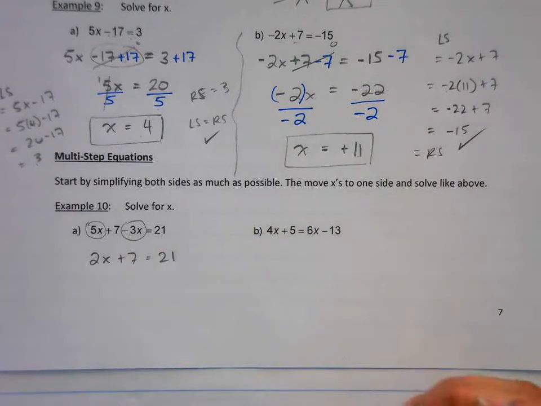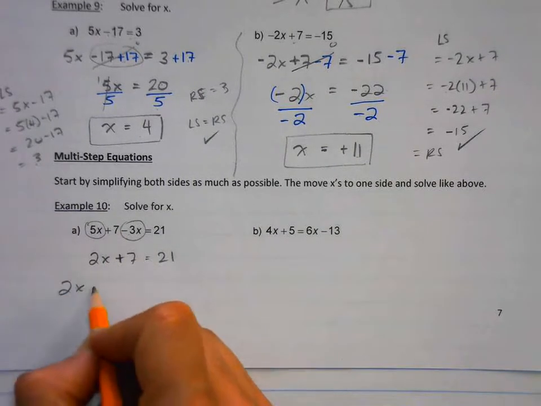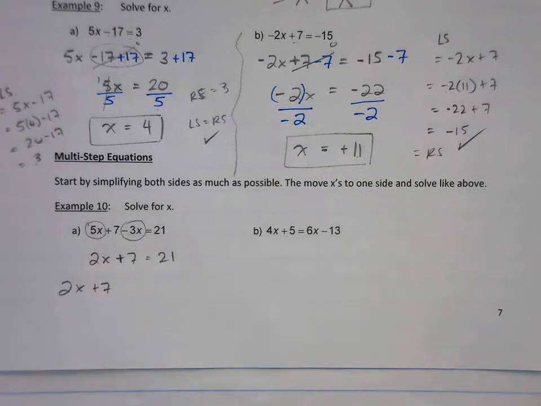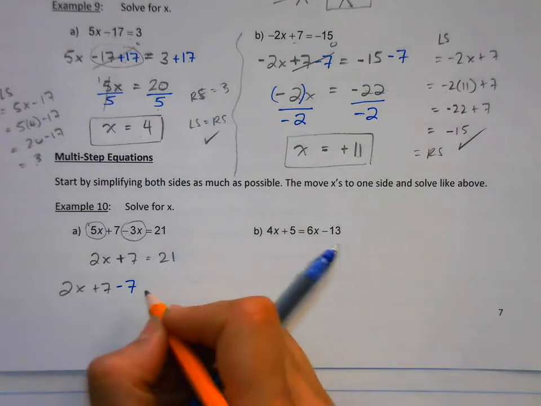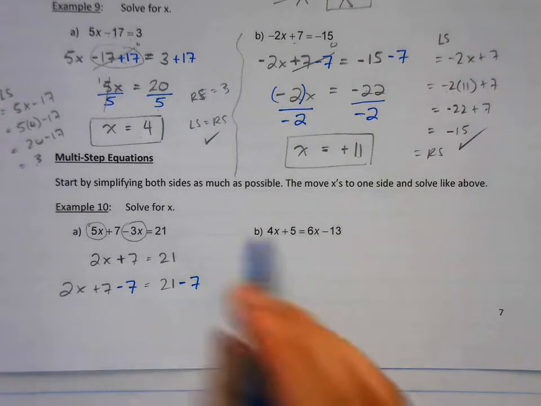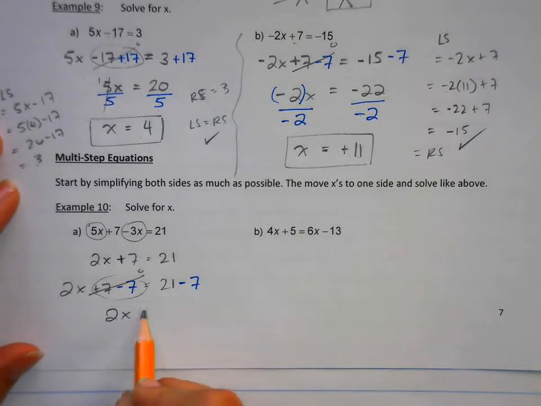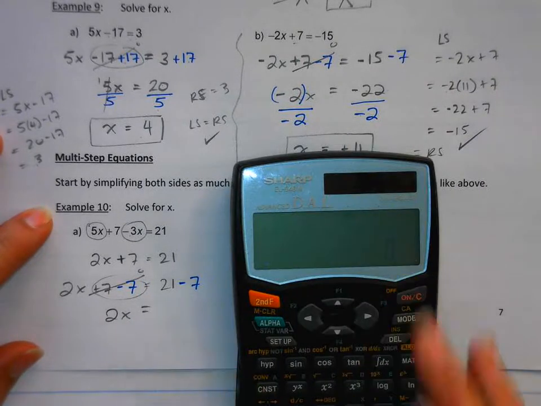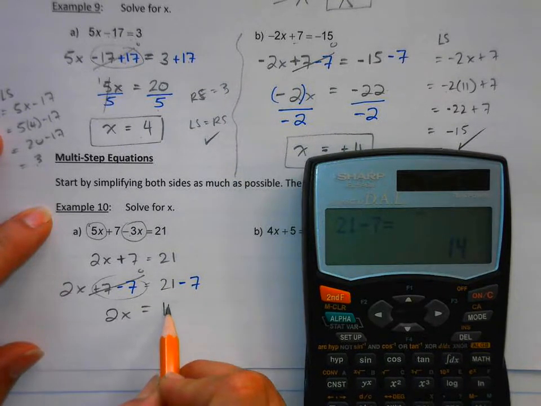And now I'm going to look at this and say, oh, well, I need to get rid of this term. So to get rid of plus 7, I need to subtract 7. So subtract 7. I have my 21, and I'm going to subtract 7 on this side. And the whole reason I did that was to get rid of these ones, so that ends up being 0, 2x, and I have to do 21 minus 7, and I'm left with 14.